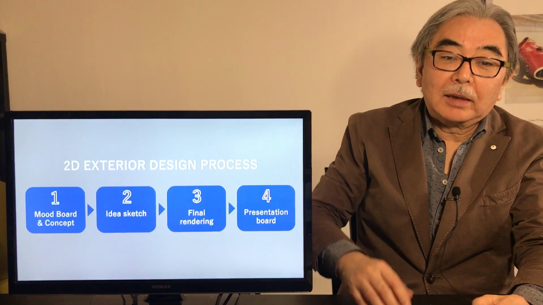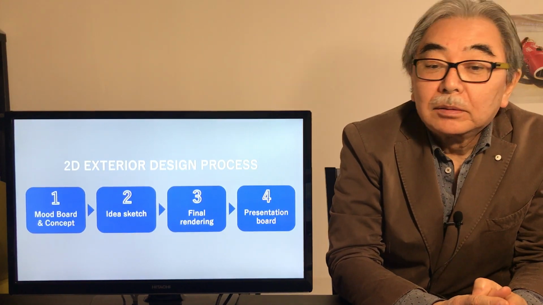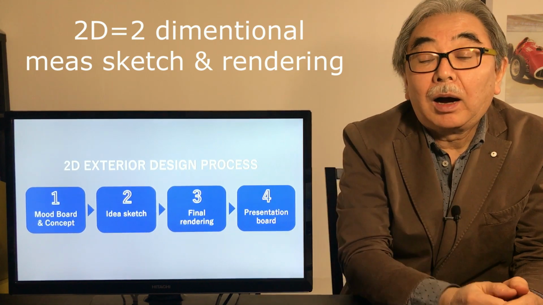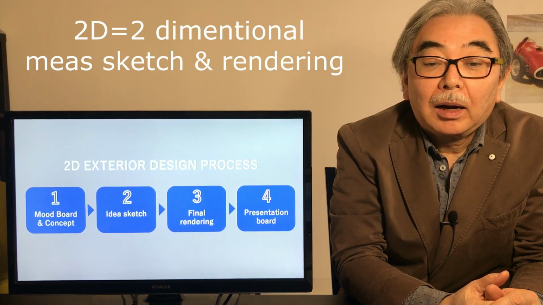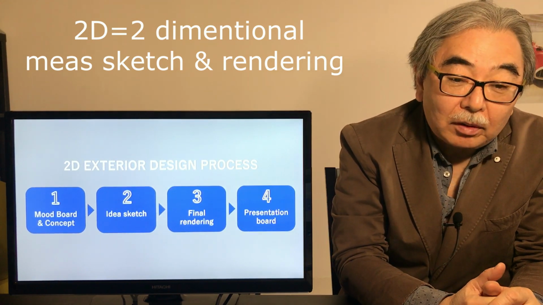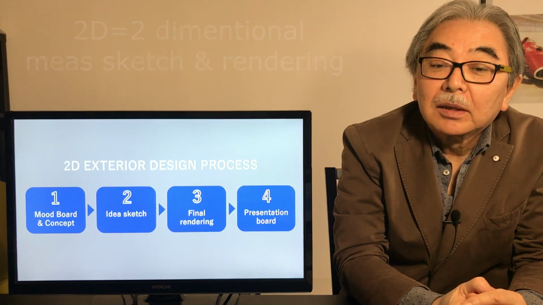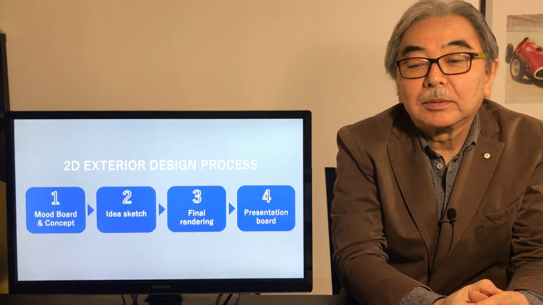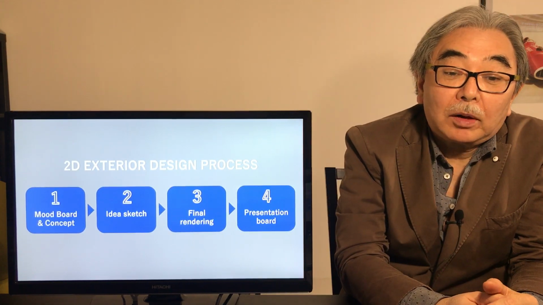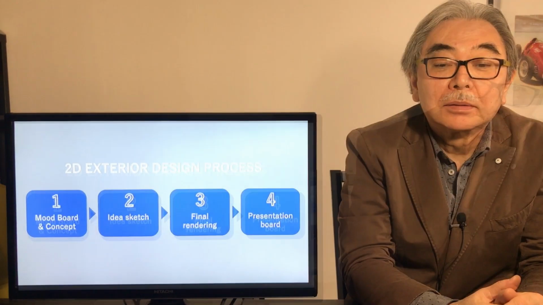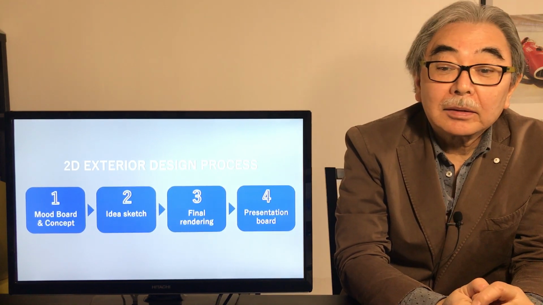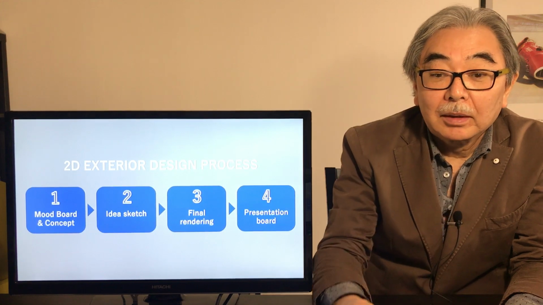And today I'd like to talk about the 2D exterior design process of the last half. The process starts from a mood board, concept and idea sketch, then final rendering and presentation. In the last video, I talked about numbers 1 and 2. So today, let's talk about final rendering and presentation board.